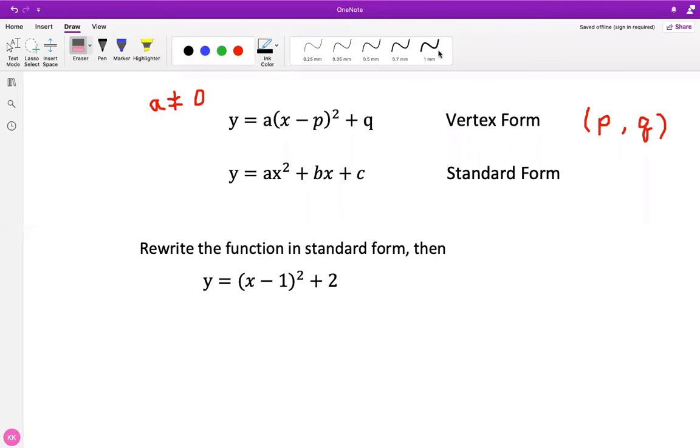So next video, I want to cover how you can rewrite the vertex form into the standard form. So basically, I need to expand this term here. So this is a bracket square. I need to solve for this one.